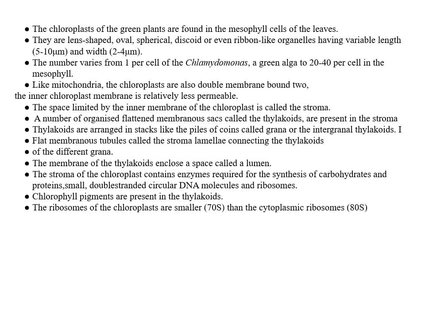The stroma of the chloroplast contains enzymes required for the synthesis of carbohydrates and proteins, small, double-stranded circular DNA molecules and ribosomes. Chlorophyll pigments are present in the thylakoids. The ribosomes of the chloroplasts are smaller, 70S, than the cytoplasmic ribosomes, 80S.